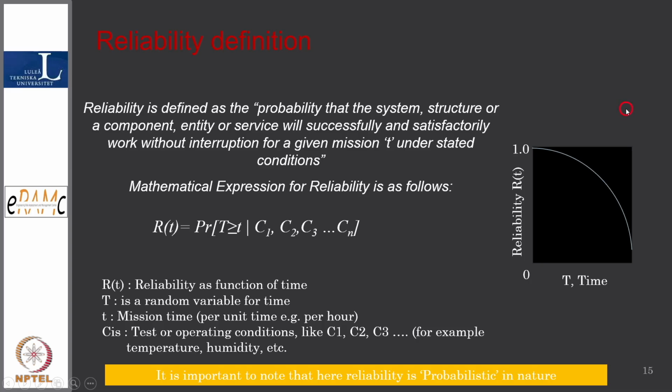T is a random variable, because when you do testing, this T can occupy any value, and those values together are called a random variable. Okay, all the components will not fail at the same time. That is the meaning of it. T is the mission time, that is, if we are designing the component for, let us say, 2 months or 3 months of continuous operation, then 1 month or 2 months is the mission time, and C's are conditions here.